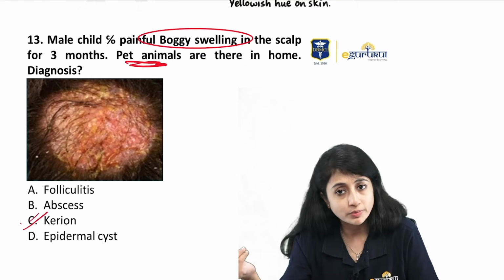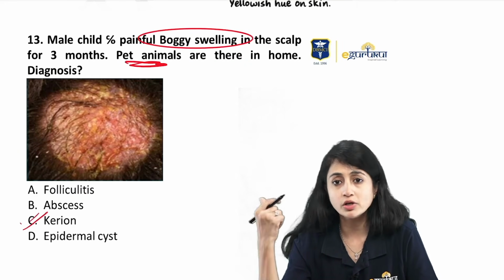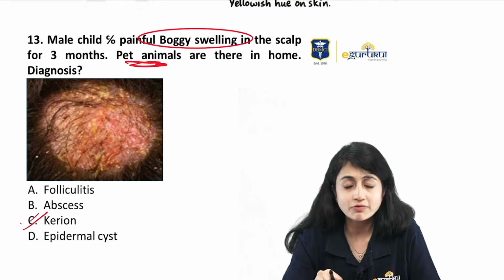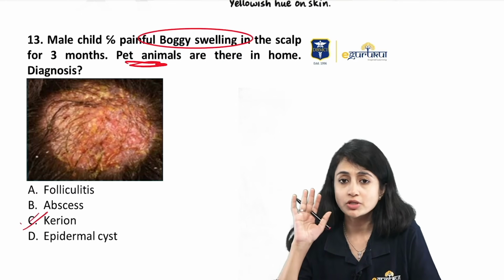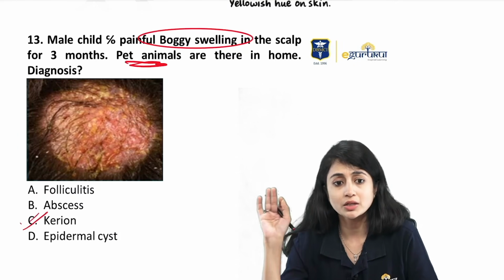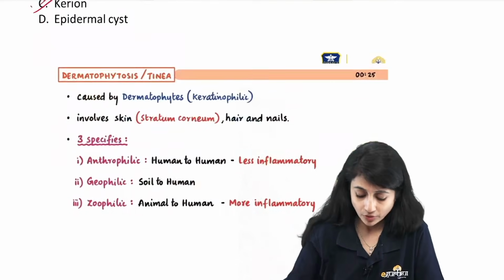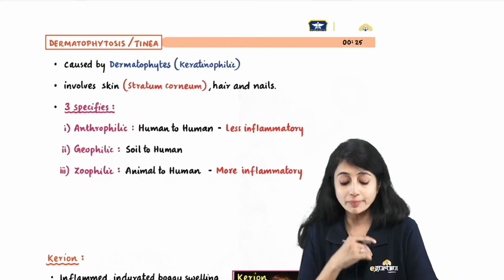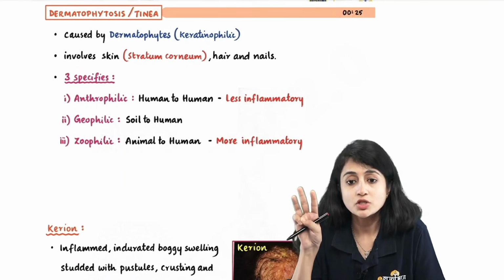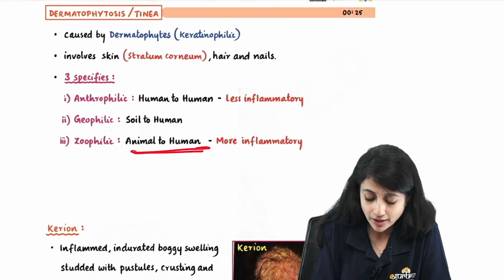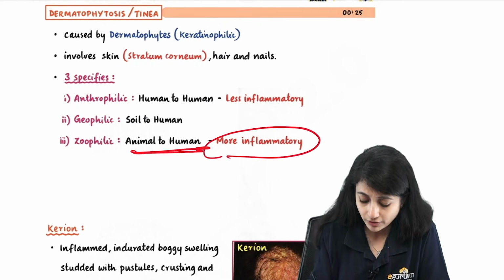Now there are two inflammatory tinea capitis we know of, kerion and favus. The image is very suggestive of kerion, boggy swelling being present. So there is no doubt in this question that it is a kerion. Okay, now again, in our topic on dermatophytosis, we discussed that there are three species, and the zoophilic species is transmitted from animal to human, and thus it is more inflammatory.